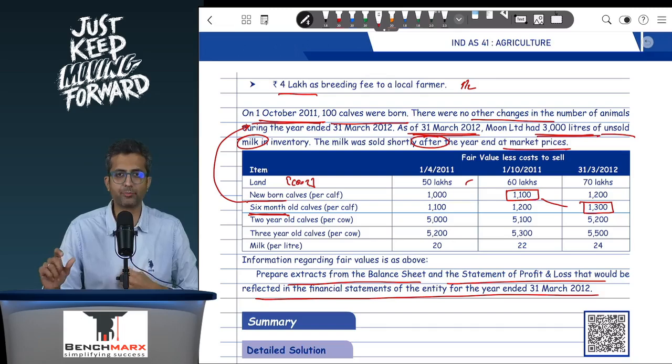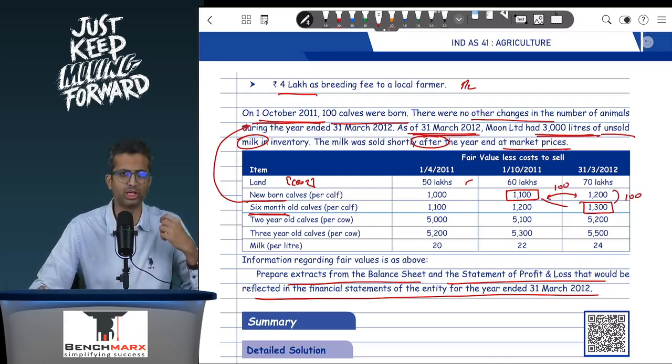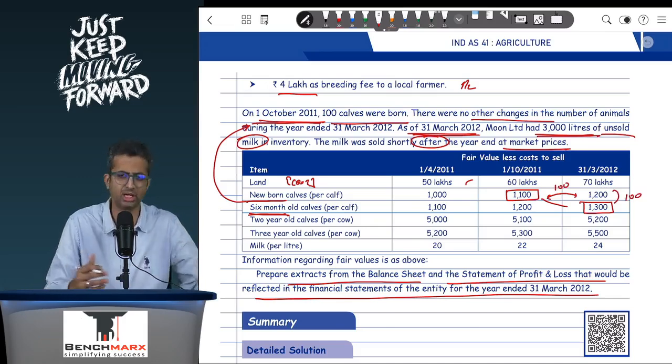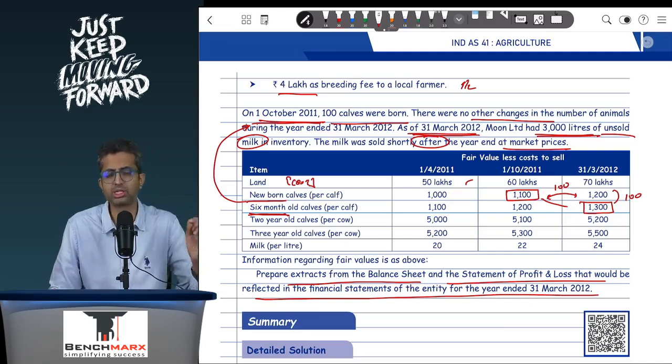Now one needs to remember that whenever extracts or disclosures are to be given, wherever possible we will show the difference due to price as well as the difference due to physical change, that is age. So the difference between 1100 and 1200, that is equal to 100, is due to price, and the difference between 1200 and 1300, that is again 100, is due to age, physical change. At the same date 31st March, the price is different and hence 100 into 100, that is 10,000, is the difference due to price, 10,000 is the difference due to age.